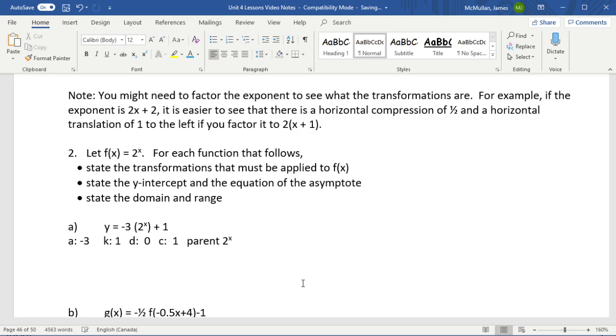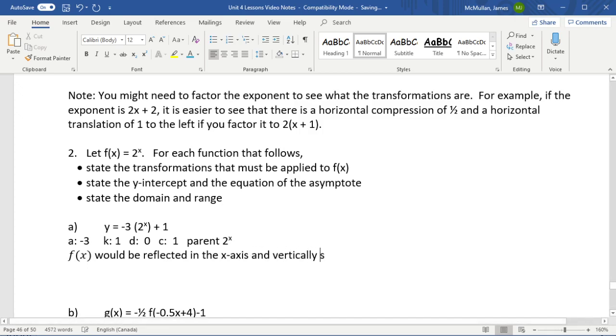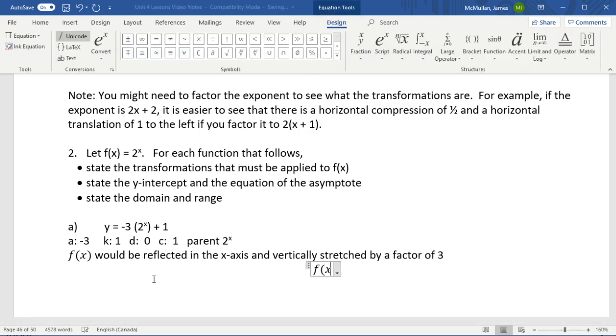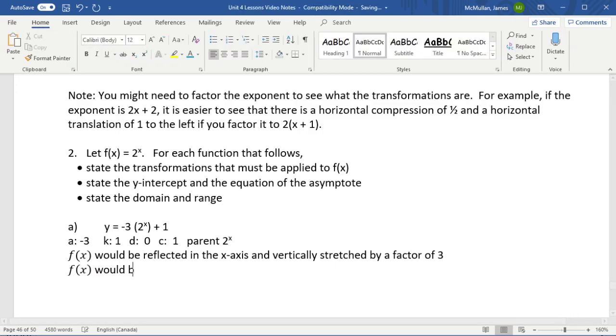Let's describe the transformations. Again, you describe the transformations in the order you see them. A, then k, then d, then c. So let's describe A. So f of x would be reflected in the x-axis and vertically stretched by a factor of 3. Okay? It wouldn't have any horizontal stretch or compression, so I'm going to ignore that. No horizontal shift left to right, I'm going to ignore that. I'm going to then say f of x would be vertically shifted 1 unit up. That's it. That's what this does.